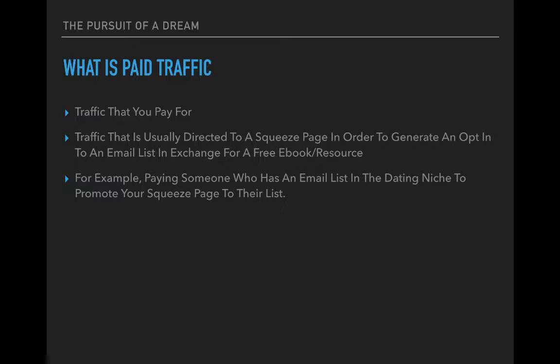So for example, if I had a list in, say, the dating niche and you were in the same niche and you wanted to promote your squeeze page to generate opt-ins, you could pay me a certain amount of money to promote your website and your squeeze page to my list. Okay, so that's an example of paid traffic.